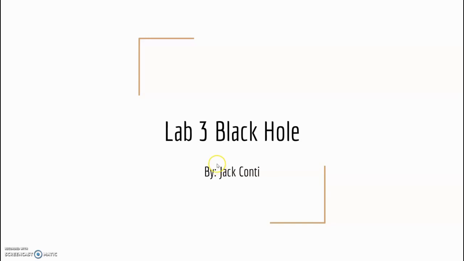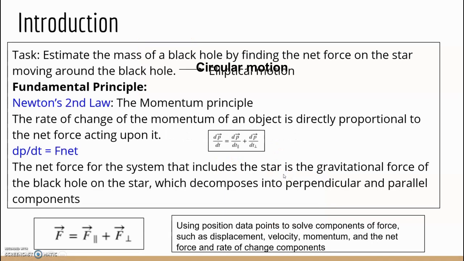This is Lab 3 on the motion of an object around a black hole. In this lab, I was tasked with estimating the mass of a black hole by finding the net force on the star moving around the black hole. Based upon the trajectory of the star that was unique to my email address, the position data was found that was then used to find the net force.